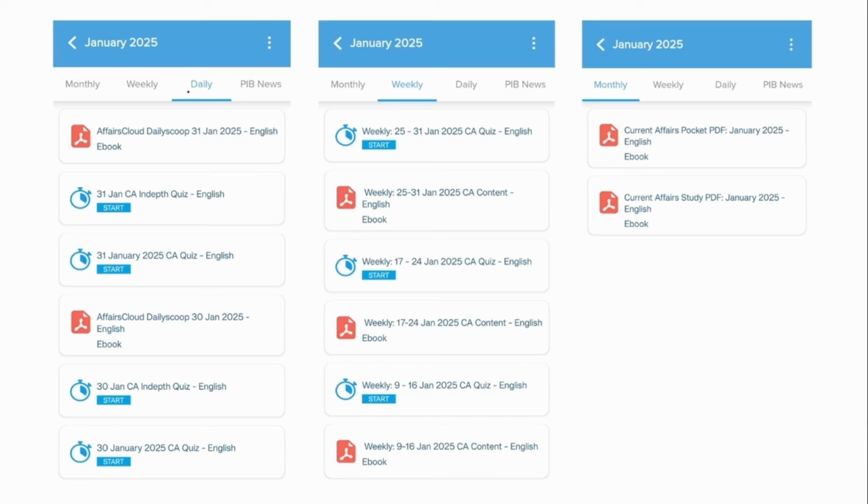Next, you can access the daily current affairs on a daily basis, weekly basis, and also on a monthly basis. So after reading the weekly or the daily news, you can also attend our quiz in order to strengthen your knowledge. Under the monthly current affairs, if you see, there are 2 types of PDF that are available.